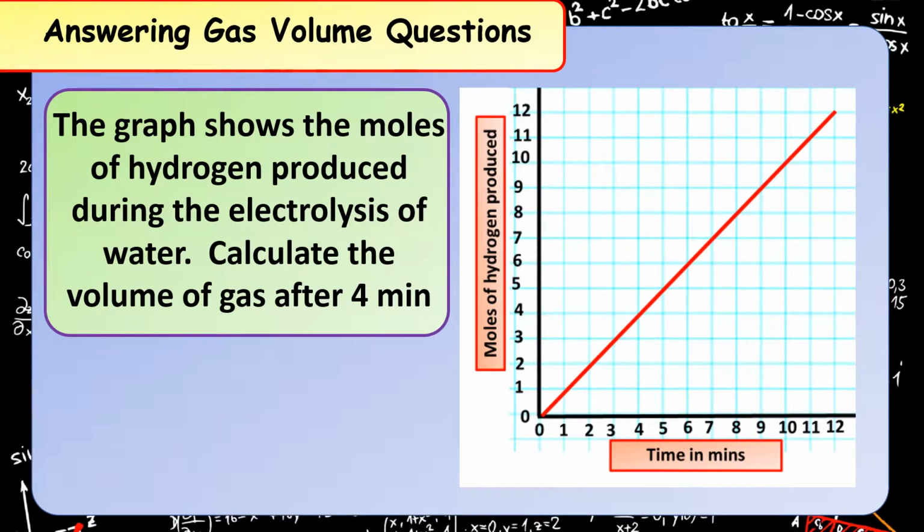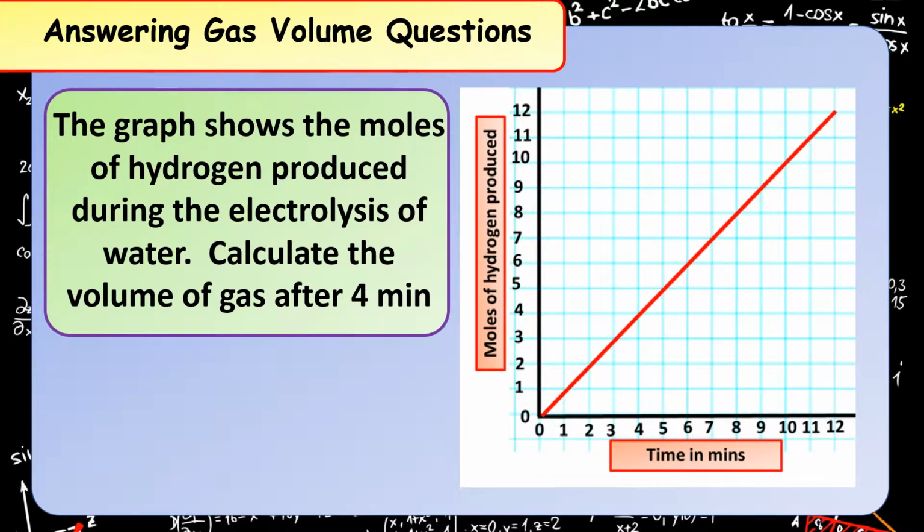In GCSE chemistry, there are a range of different questions that can involve looking at gas concentrations or gas volumes. So, in this video, I'm just going to look at 3 different questions that could look at gas volumes. We start off, so the question goes, the graph shows the moles of hydrogen produced during electrolysis of water. Calculate the volume of gas after 4 minutes.